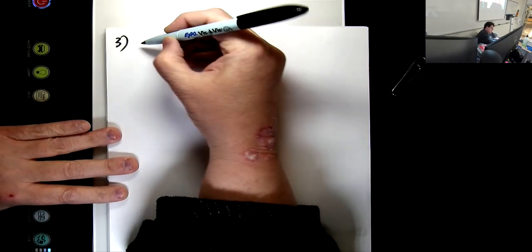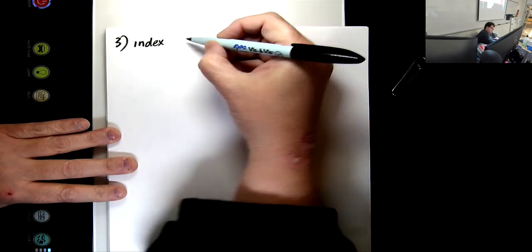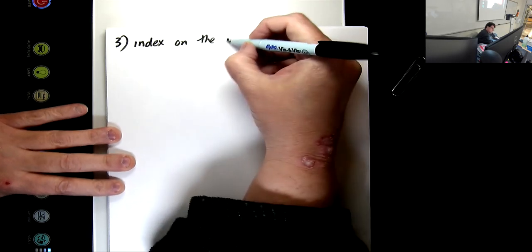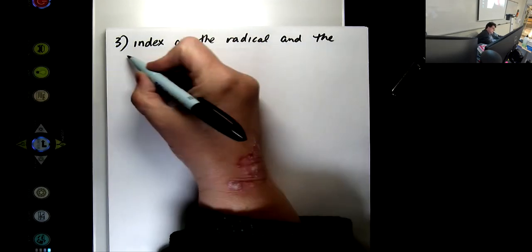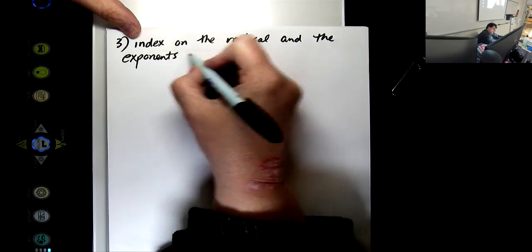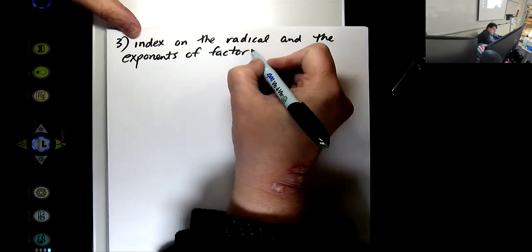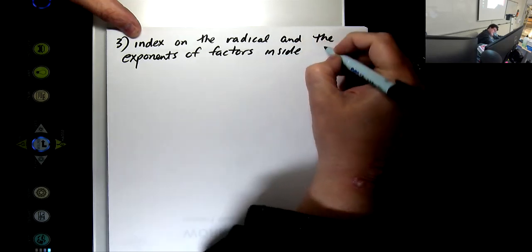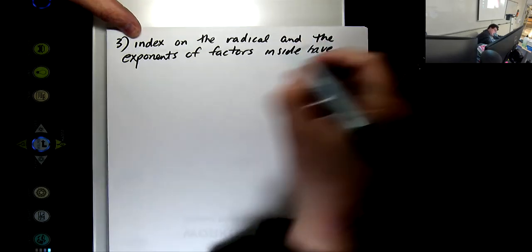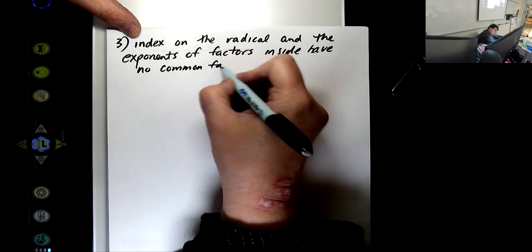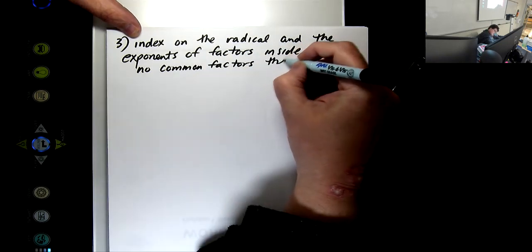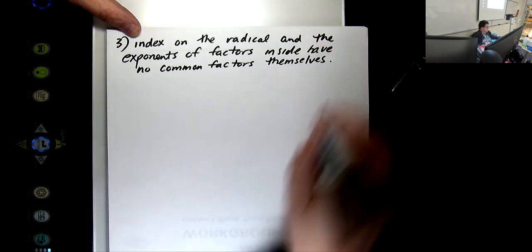All right. Rule number 3. The index on the radical and the exponent inside the radical have no common factors themselves. I think the wording of that is a little confusing. I think when you see it, you're going to be like, oh, okay.